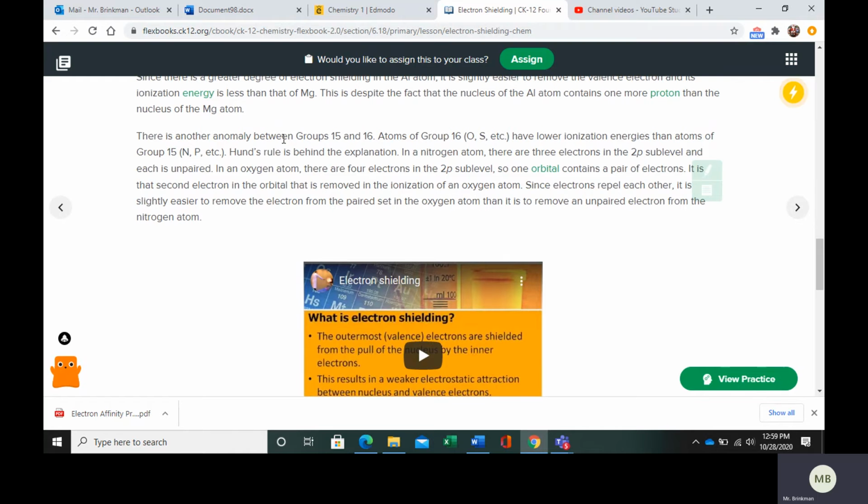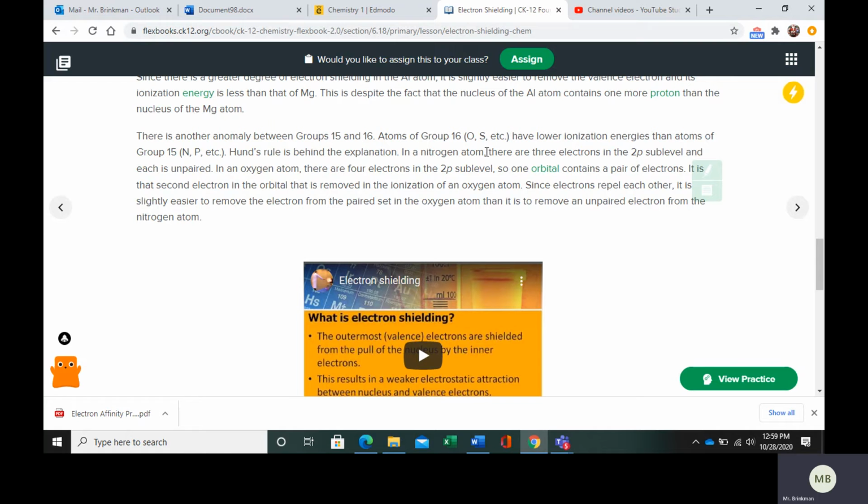So there's another anomaly between groups 15 and 16. Atoms of group 16 are going to have lower ionization energies than atoms of group 15. Now this one goes back to Hund's rule. Hund's rule is where they fill each orbital one at a time, going in the same direction.